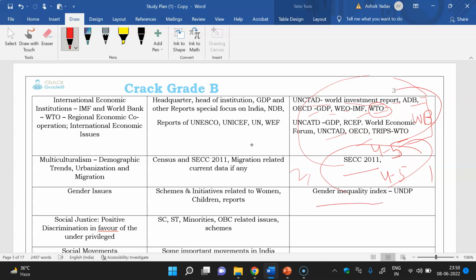Gender inequality index, if it has been released recently or is in the news, then it is important. Otherwise, schemes and other reports related to this topic, woman and child, and reports like the Global Gender Gap, they can ask.